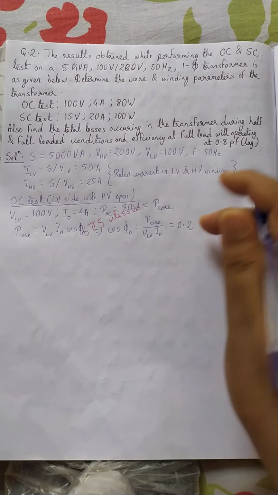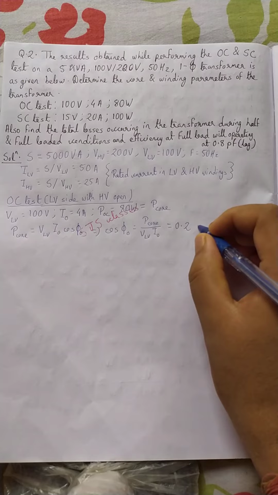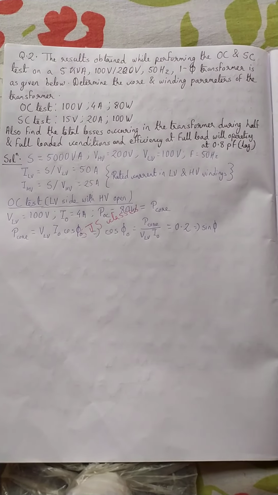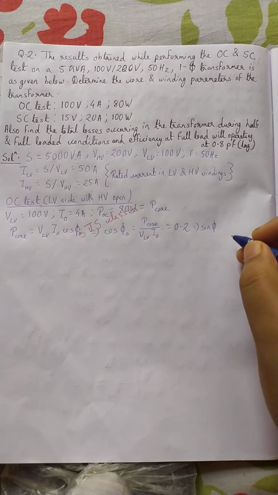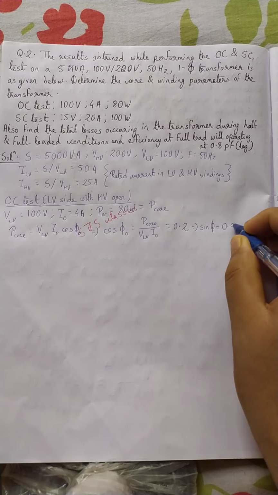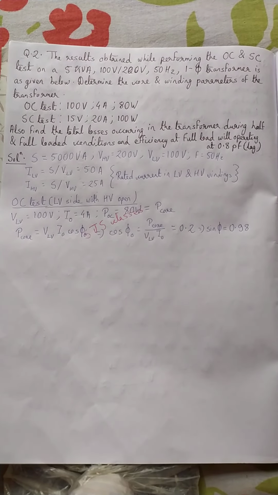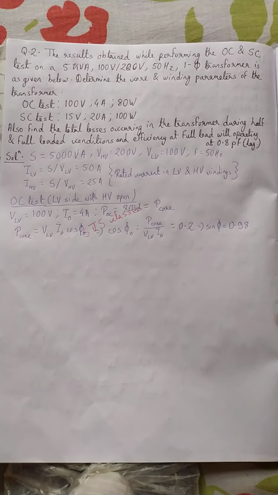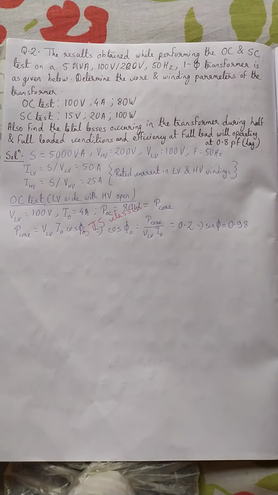So once we get the value of cos phi naught, what we can do is find out sin phi naught, that is root over 1 minus cos square phi naught. If we compute that sin phi naught, we would be getting 0.98. So this is what we can actually find out from this open circuit test. Now we know cos phi naught, we know sin phi naught.